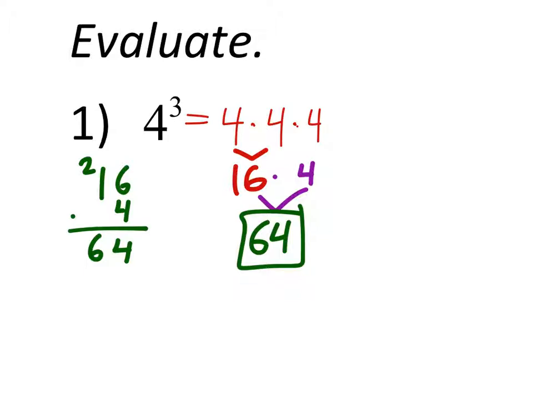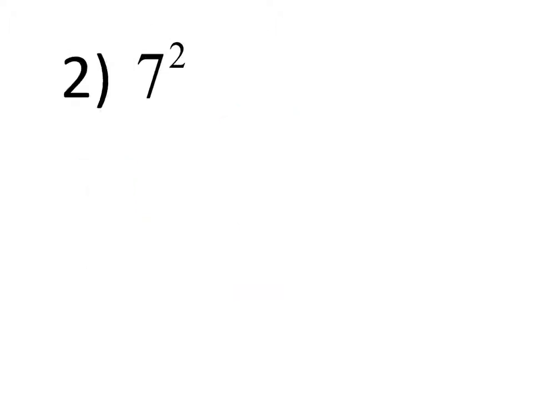Would it be great to type that into a calculator? Yes, it would. Unfortunately, we can't. So this one, 7 squared, would be 7 multiplied by itself. So now we've got 2 7s, okay? 7 times 7 is 49.